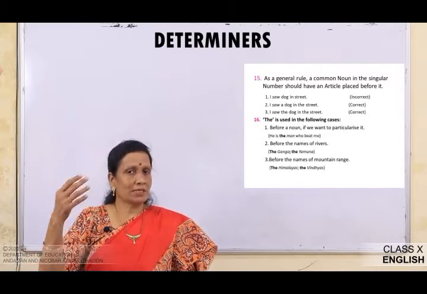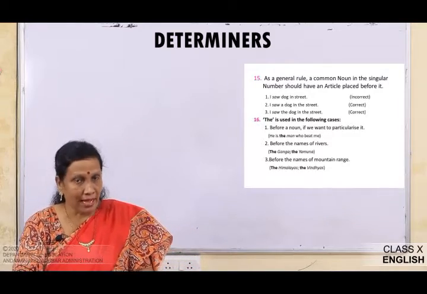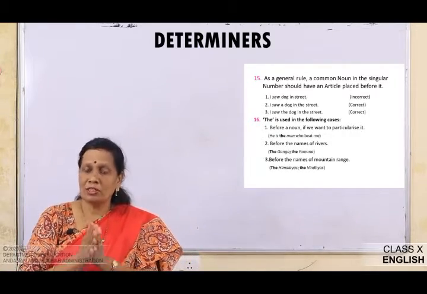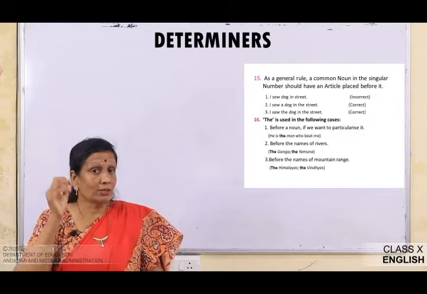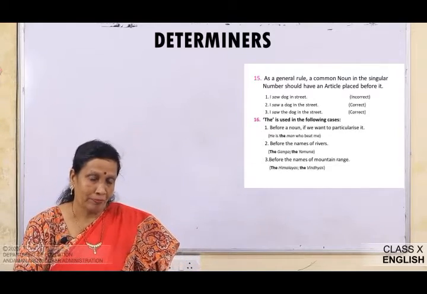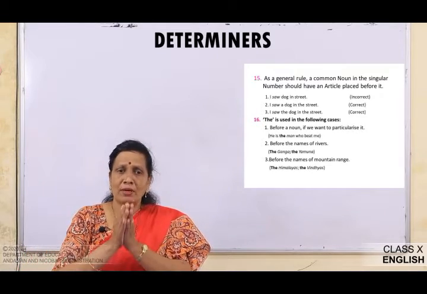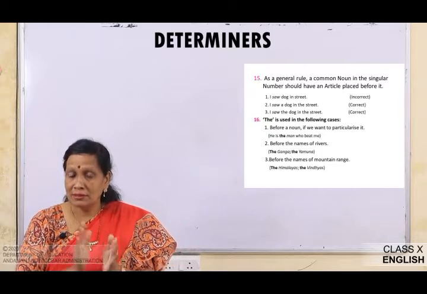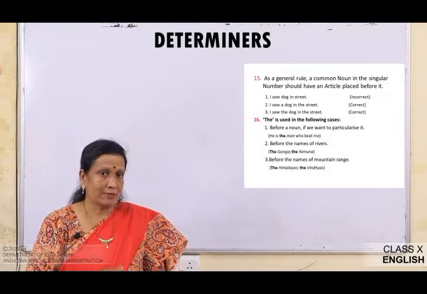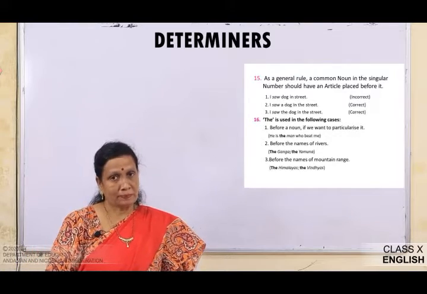When we talk about something for the first time, we use the indefinite articles a and an. But when we talk about the same thing again, or when we talk about some specific things, we use the. "I saw the dog in the street" means I am talking about a particular dog. So, the is used in the following cases. Let us see what are the situations where we use the definite article the. Before a noun, if we want to particularize it, or if we talk about some particular person or thing.